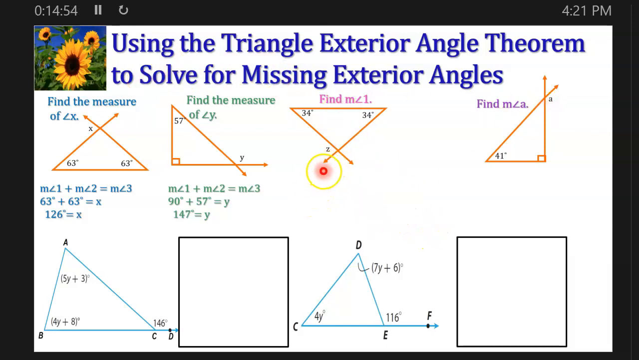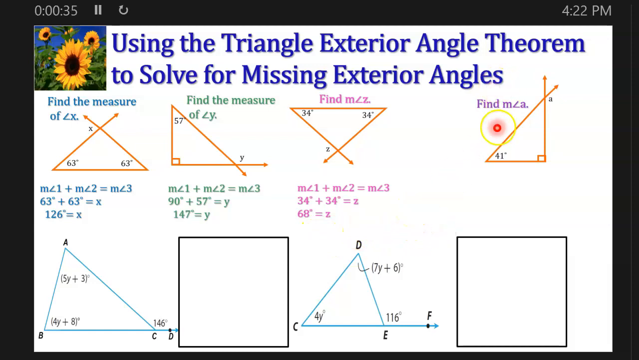Here's another one, angle Z, and we're trying to find, oh, that should say find the angle Z, not angle 1. Let me fix that. All right, so now we have the measure of angle 1 plus the measure of angle 2 equals the measure of angle 3, which is our outside angle here. And that ends up being 34 plus 34 because these are the remote interior angles. Notice they're not right beside this exterior angle. They're far away, and that's how we got our 68 for angle Z.